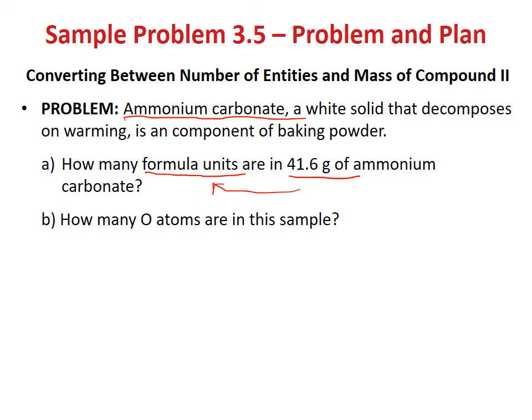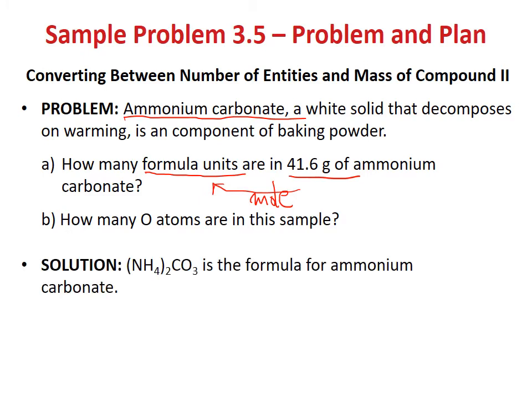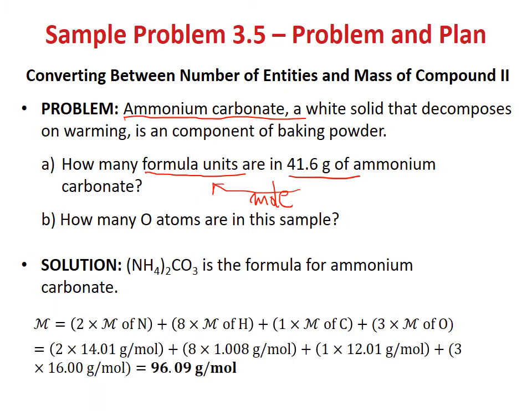And we know we need to first go to moles, to change grams to moles, and then moles to formula units. So we need to calculate the molar mass. So first we write the formula and calculate molar mass. Here you have 2 nitrogen and 8 hydrogen, 1 carbon, 3 oxygen. So the formula mass is 96.09 gram per mole.